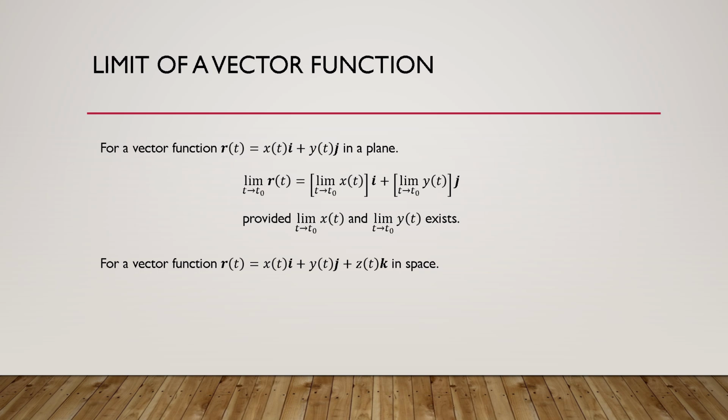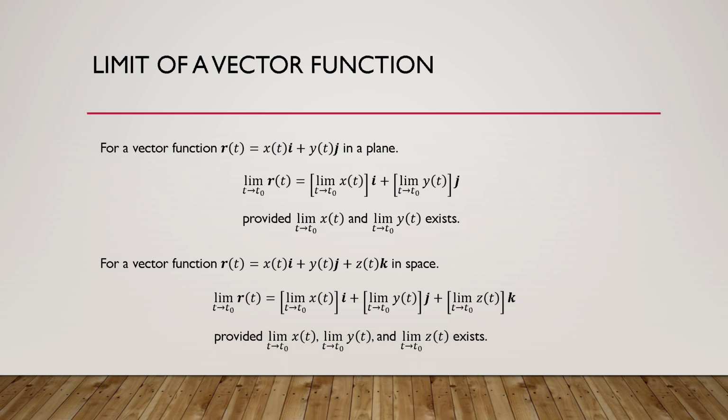For a vector function r of t equals x of t i plus y of t j plus z of t k in space, the limit as t approaches t sub 0 of r of t equals the limit as t approaches t sub 0 of x of t times i plus the limit as t approaches t sub 0 of y of t j plus the limit as t approaches t sub 0 of z of t k, provided the limit as t approaches t sub 0 of x of t, the limit as t approaches t sub 0 of y of t, and the limit as t approaches t sub 0 of z of t exist.